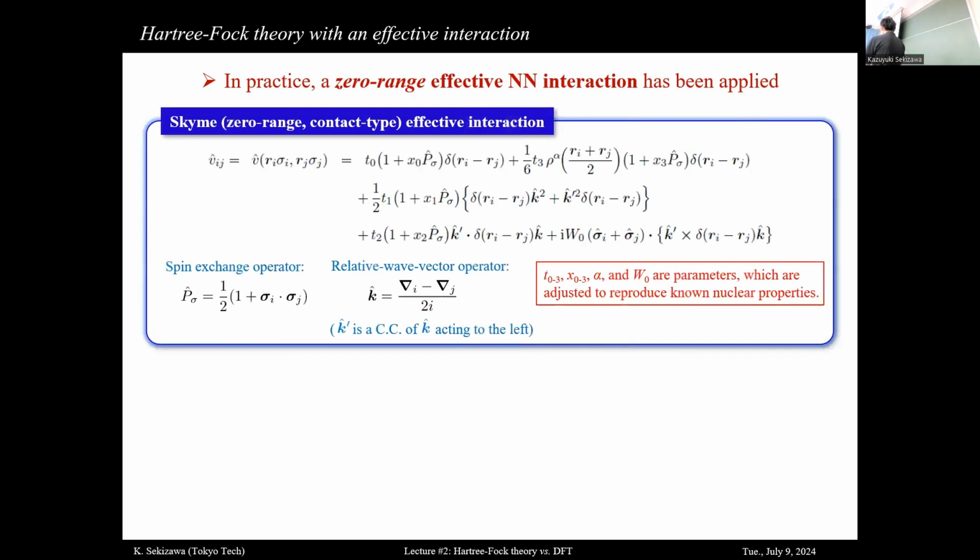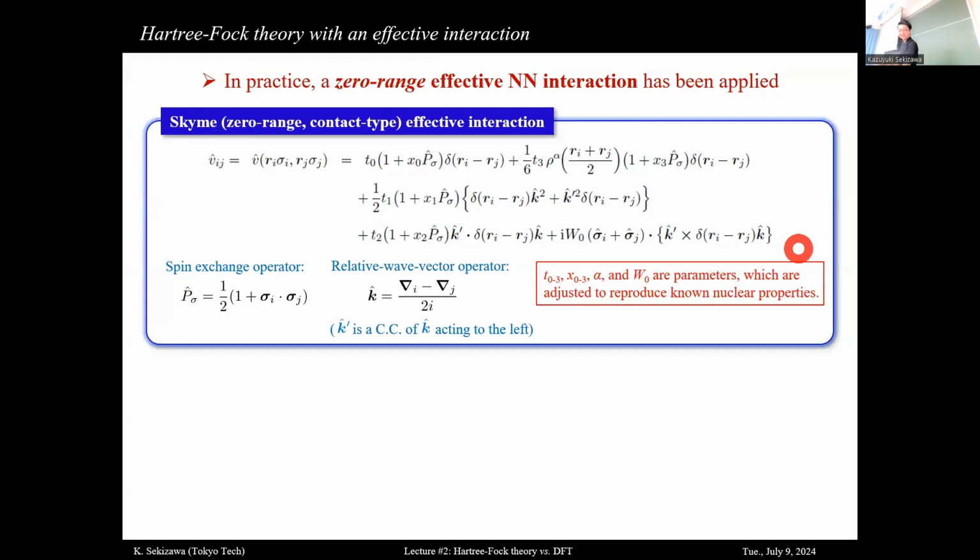So in practice, what people do is to introduce a zero-range effective interaction, or contact-type effective interaction. Zero-range means, okay, this is the two-body interaction as I mentioned in the derivation of Hartree-Fock theory, and people parameterize the effective interaction in this way. It looks somehow complicated, but yeah.